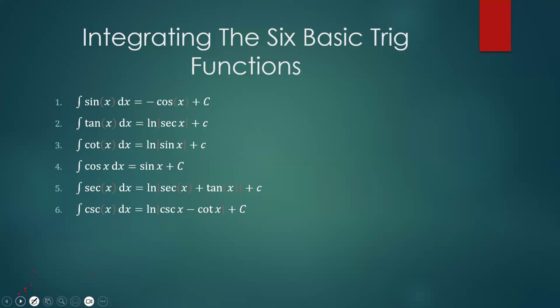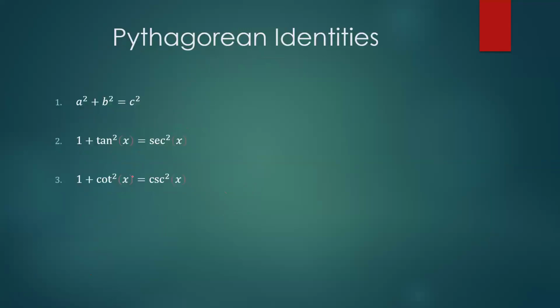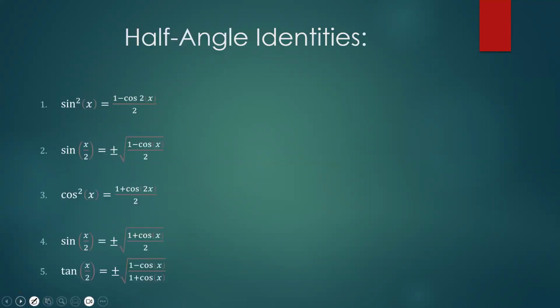Then what we also need to know is the Pythagorean identities. If you already know these, or you have them in your notes, that's fine. But if you don't, go ahead and pause the video and copy them because we're going to use these. And then the next one is the half-angle identities. If you already have it, go ahead and skip through it. If you don't, pause and write it down.